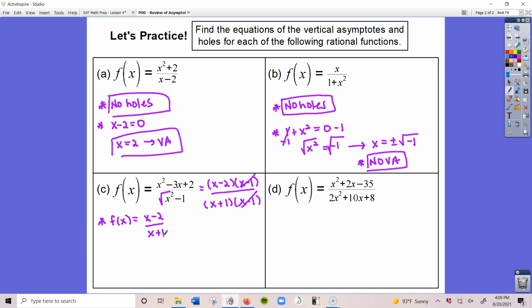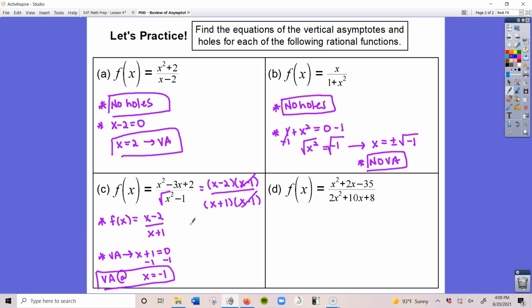Now, for the vertical asymptote, you look at your rational function, the simplified version, we take the denominator, and we're going to make it equal to 0 and solve for x. For this, we would subtract the 1, so we get x is equal to -1. This is the vertical asymptote.